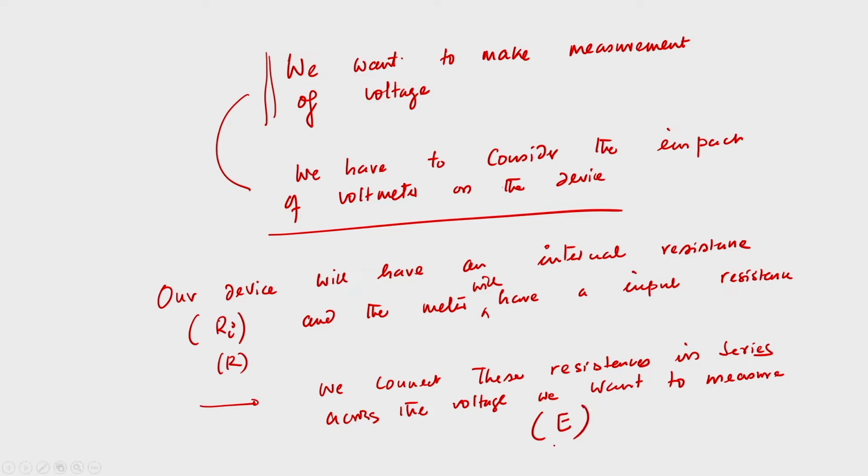Say the voltage we want to measure is E; that is our objective. Now typically the voltage we measure is that across the resistance R. We ignore the internal resistance, as if we are measuring a voltage, say EM, that is across R, the input resistance.